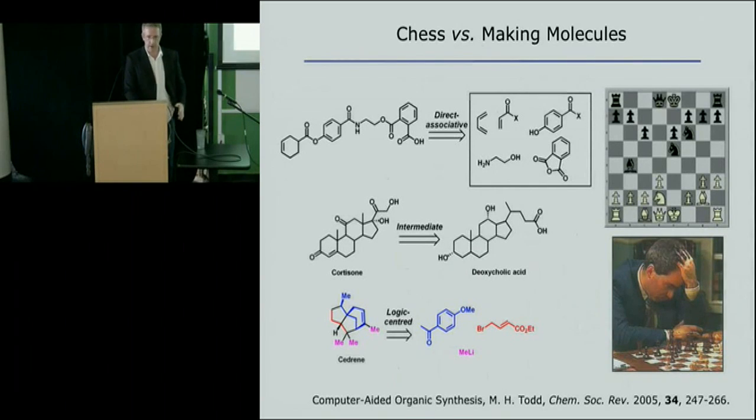Okay, so I'm an organic chemist. I teach and research organic chemistry in the University of Sydney in Australia. And what does that mean? Well, we make molecules. So I have graduate students and postdocs and undergrads who make molecules. So we put atoms together in specific ways.